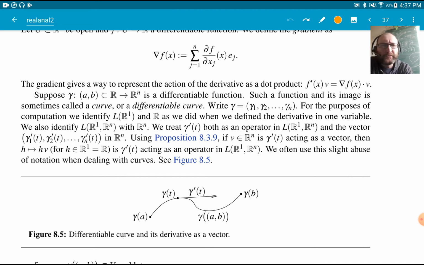So really, we're doing this identification, and we're also identifying linear operators on R1 with R like before. So when you have a 1-by-1 matrix, you just think of it as numbers. And in here, if we have R1 to Rn, well, we just think of it as vectors.